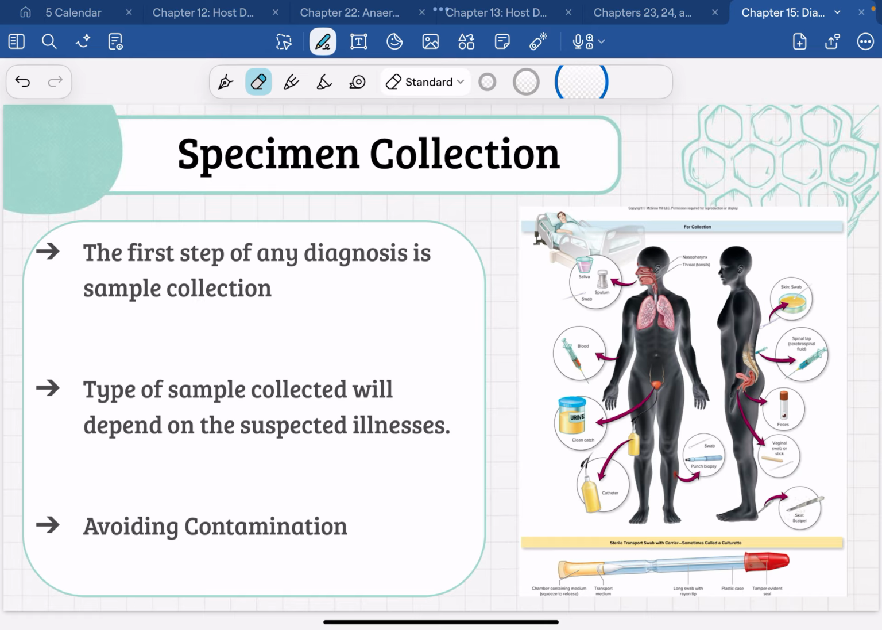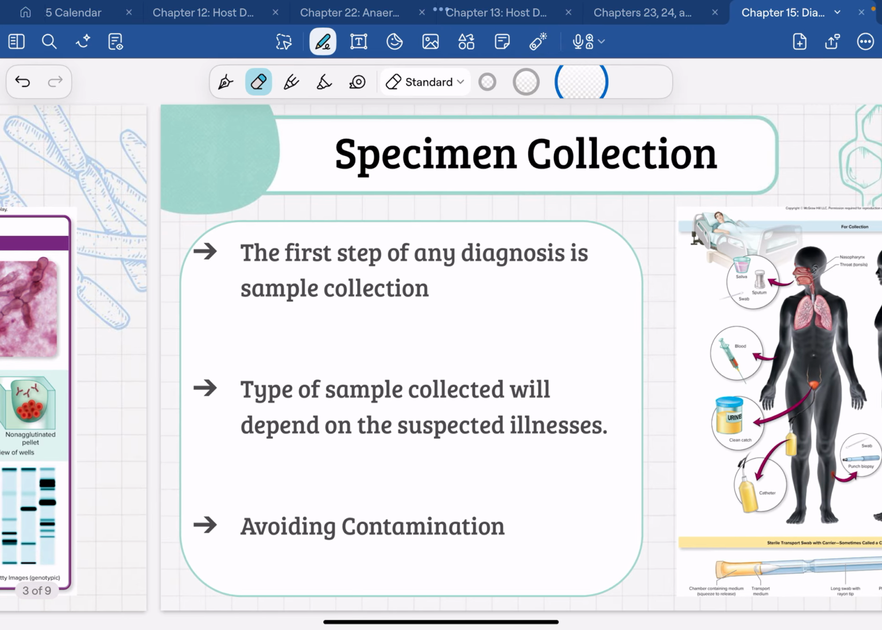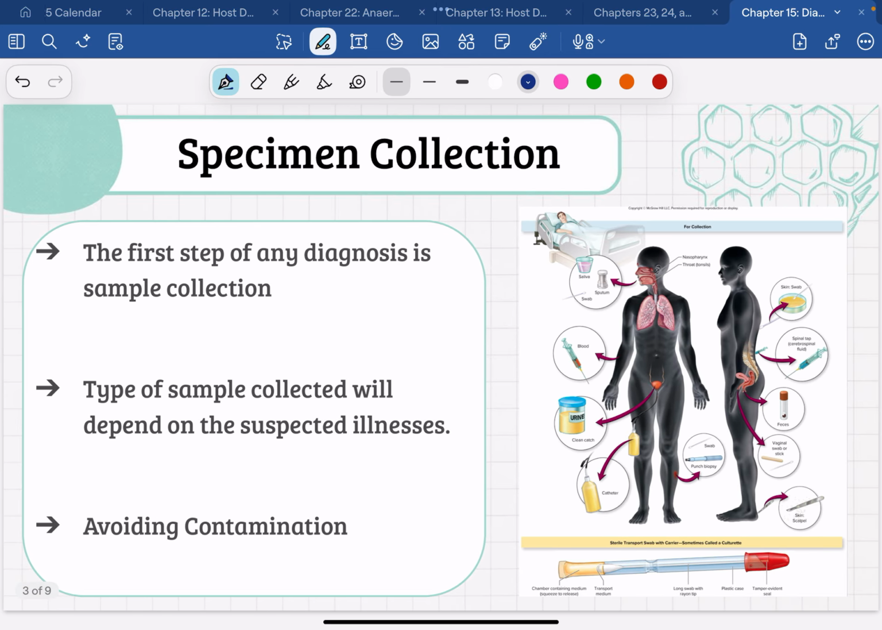But before you can do any kind of testing, the first step to any of that testing, phenotypic, immunologic, or genotypic, is collecting a specimen. So specimen collection is the first step of any diagnosis. And as most of you want to be nurses at some point in the future, this is the part of this process that is for you.